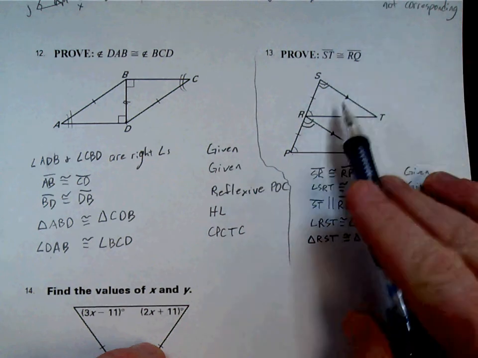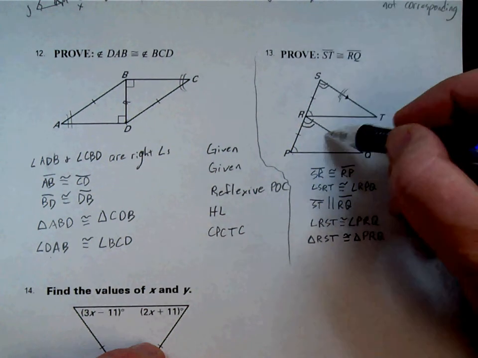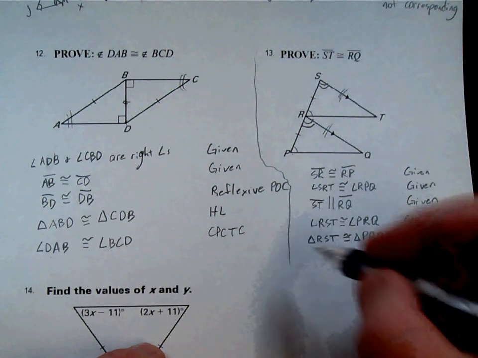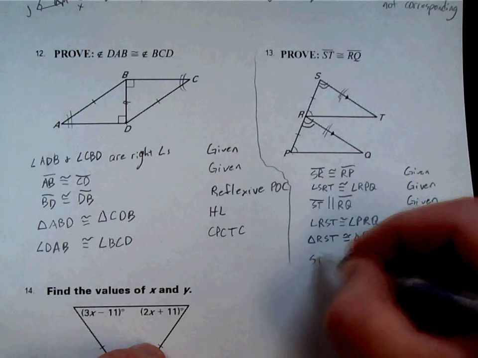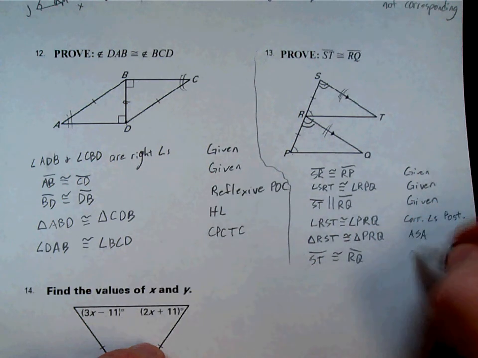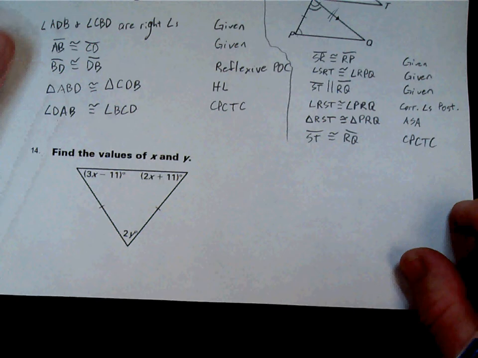And that then allows me to state that this side up here, this ST, would have to be congruent to this side down here, RQ, because they're corresponding parts on congruent triangles. So ST is congruent to RQ because of CPCTC. Corresponding parts of congruent triangles are congruent.